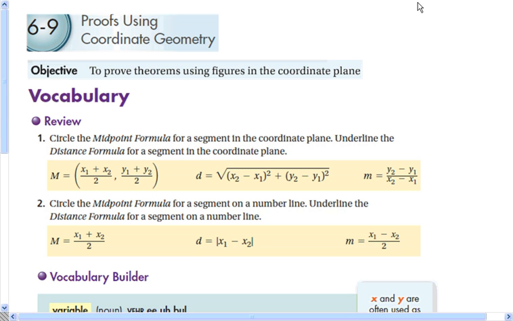Hey students, this is lesson 6-9, proofs using coordinate geometry. We're going to learn how to prove theorems using figures in a coordinate plane. In lesson 6-8, we learned how to write coordinates. So now we're going to put that to use and actually prove some things.